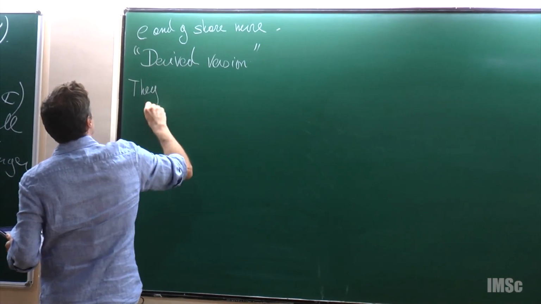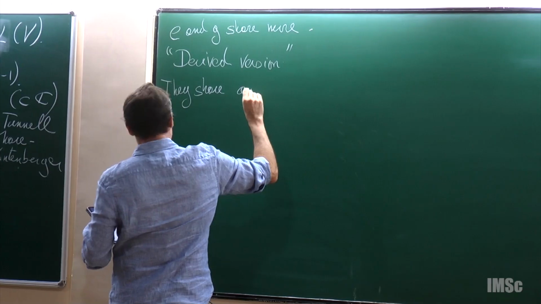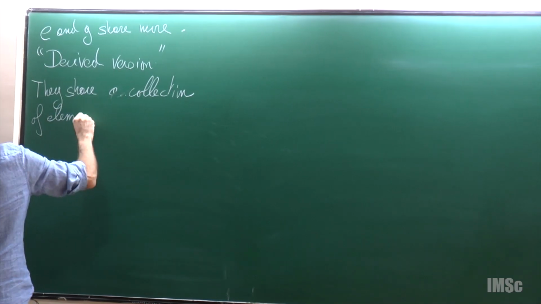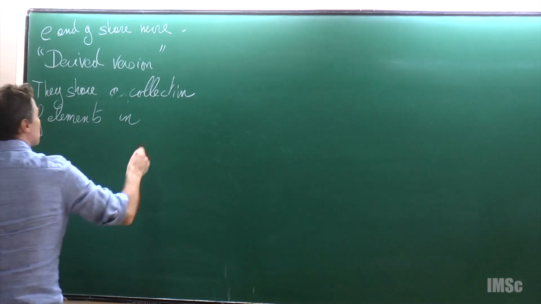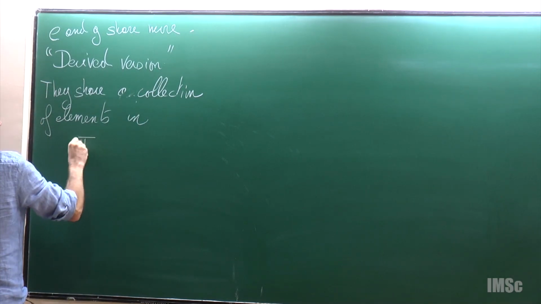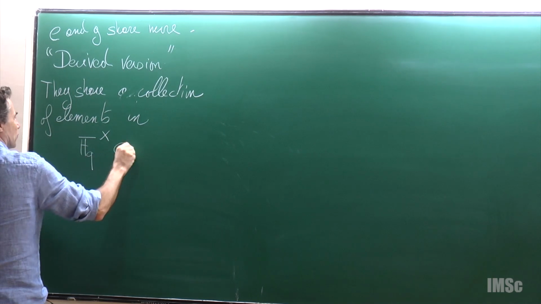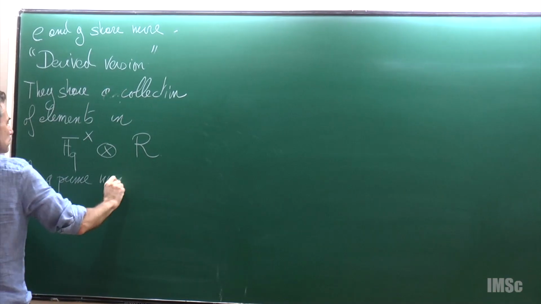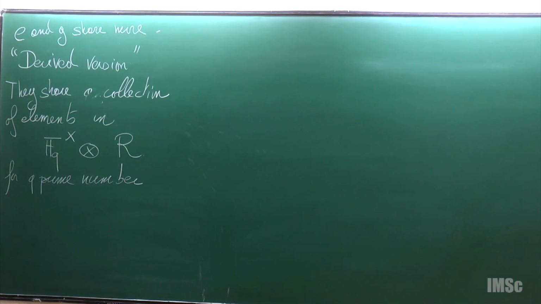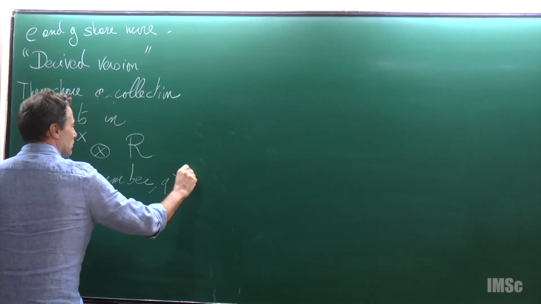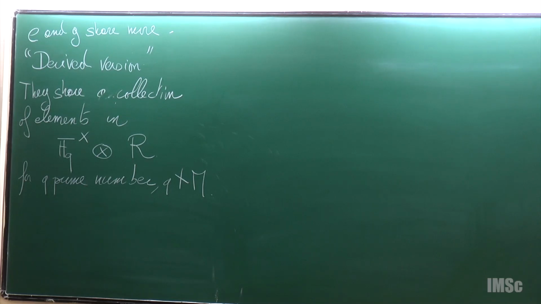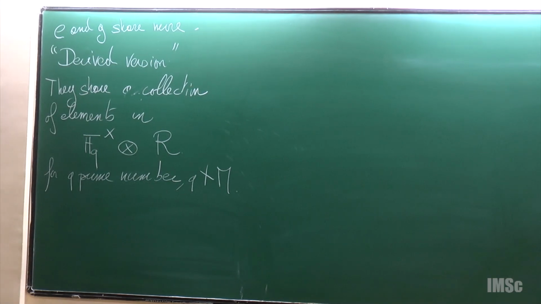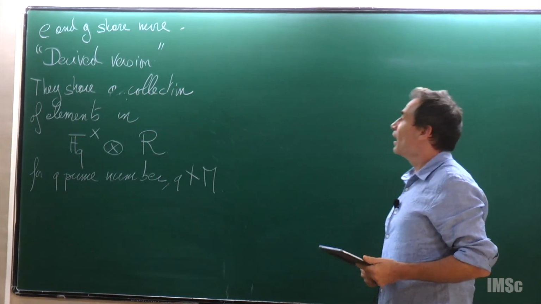so they share a collection of elements in what? In F_Q star tensor R, for Q a prime number. Okay, maybe I will have to suppose that Q does not divide M, perhaps. Okay, so the goal now is to define those two elements from the point of view of rho on one side and from the point of view of G on the other side, and to state how they are related.